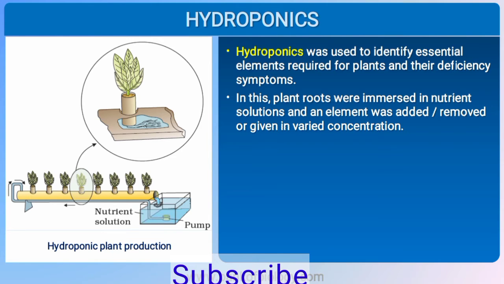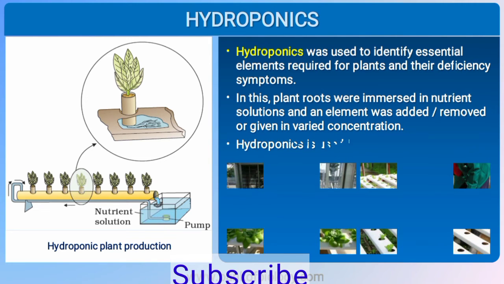In this, plant roots were immersed in nutrient solutions and an element was added, removed or given in varied concentrations. Means to say if you want to test sodium, we will first add it in the solution, and if we want to test calcium, we will add it in the solution, and after noticing the growth and development of the plant, we can tell how necessary it is and how much concentration is required for proper growth and maintenance of the plant.